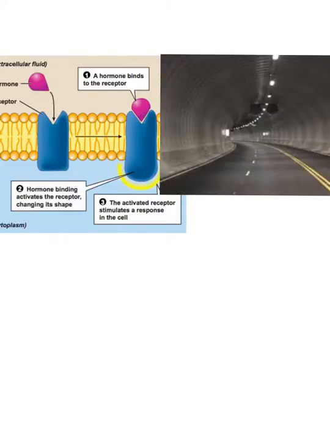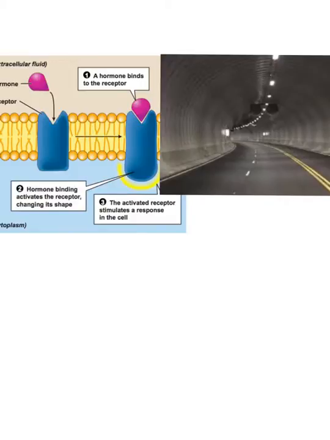As you can see, the receptors are there, along with some hormones and the extracellular fluid. The first step is that the hormone binds the receptor. The hormone binding activates the receptor, changing its shape, and then the activated receptor stimulates a response in the cell. So that's the basis of that.